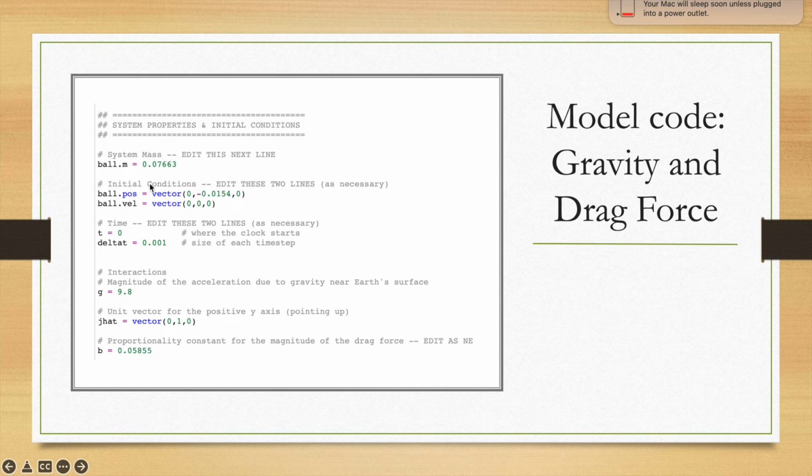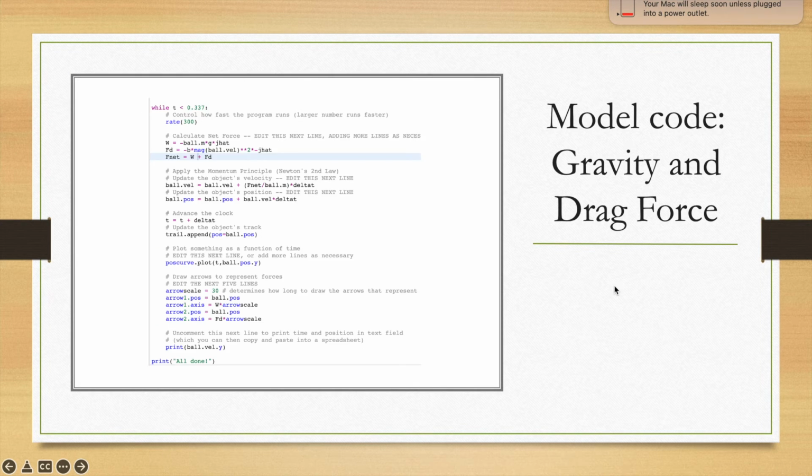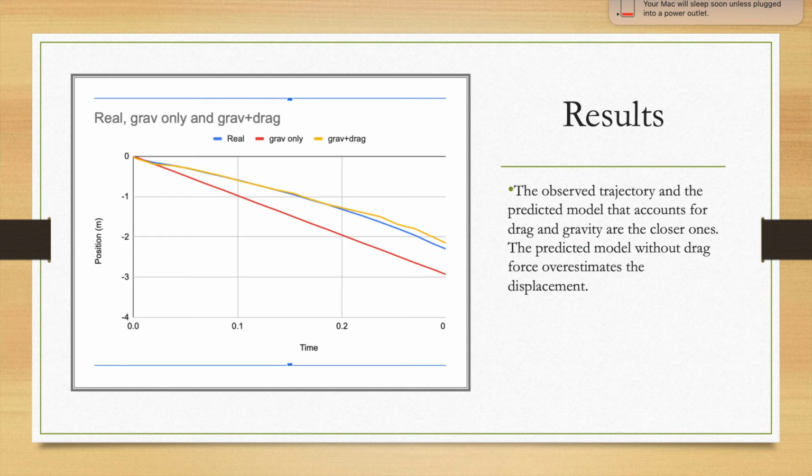For the gravity and drag force model, we have the same initial conditions, and the only change is now for the net force, we have the weight, the same as before, but now we also have the drag force. The drag force is minus b times the magnitude of the velocity squared, because we cannot square a vector, times minus j hat, because we have to remember drag goes opposite to the movement direction. And then we have our velocity update formula, accounting for the net force, with the drag force too.